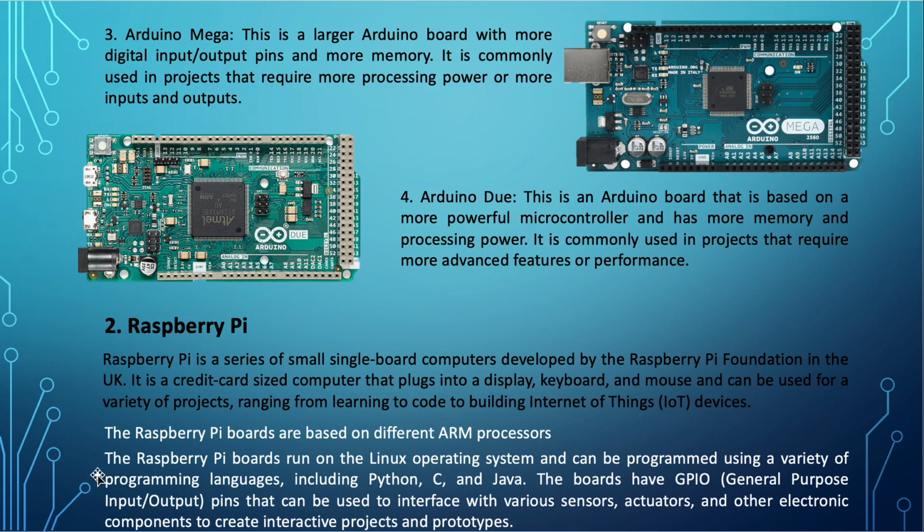The Raspberry Pi board runs on the Linux operating system and can be programmed using a variety of programming languages including Python, C, and Java. The boards have GPIO pins that can be used. GPIO pins we talked about in Arduino as well, general purpose input output pins that can be used to interface with various sensors, actuators, and other electronic components to create interactive projects and prototypes.